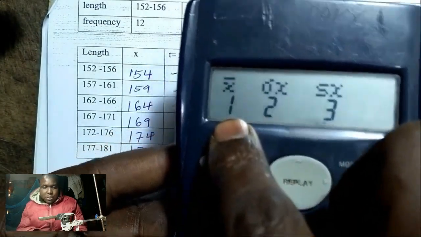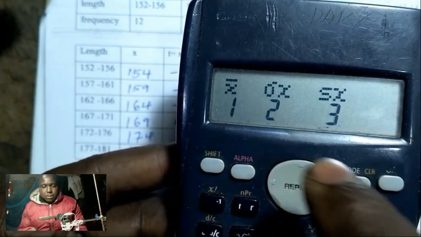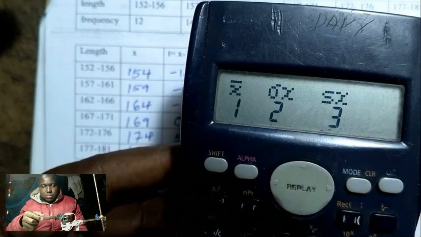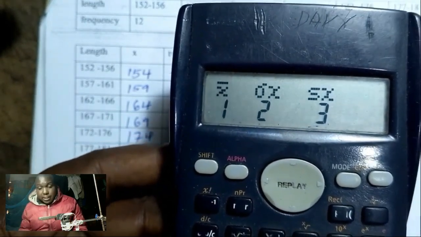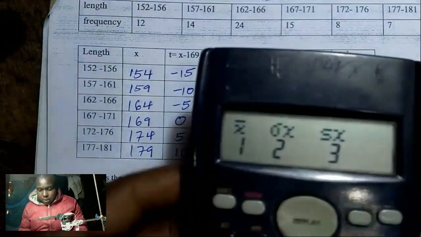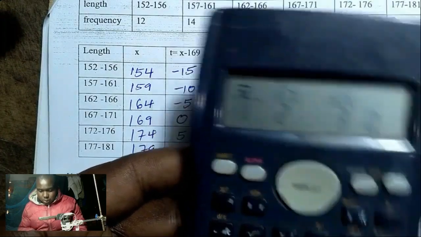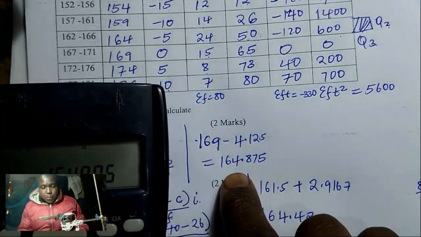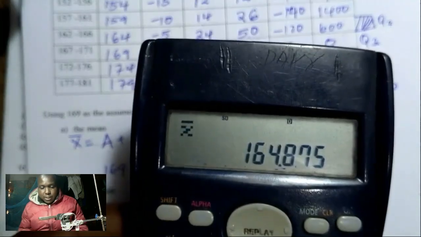This one, the first one is the mean. So this is the mean. If you press 1 equal sign, it will give you 164.875, and that is what we have here.